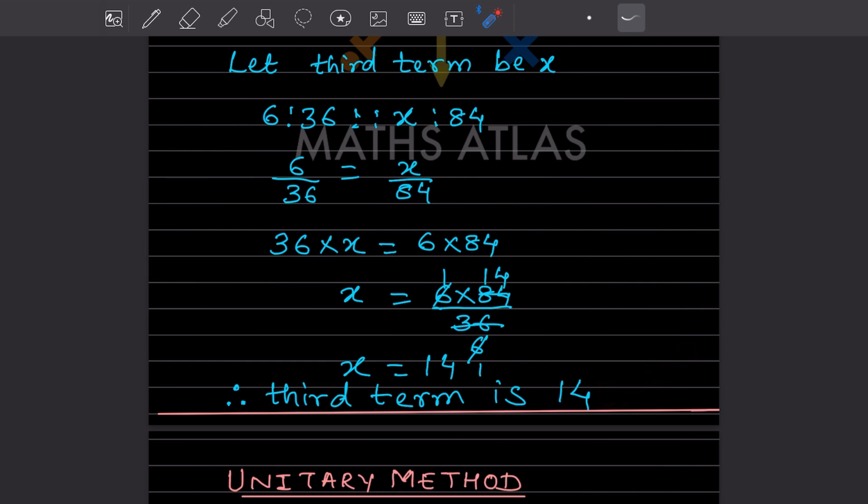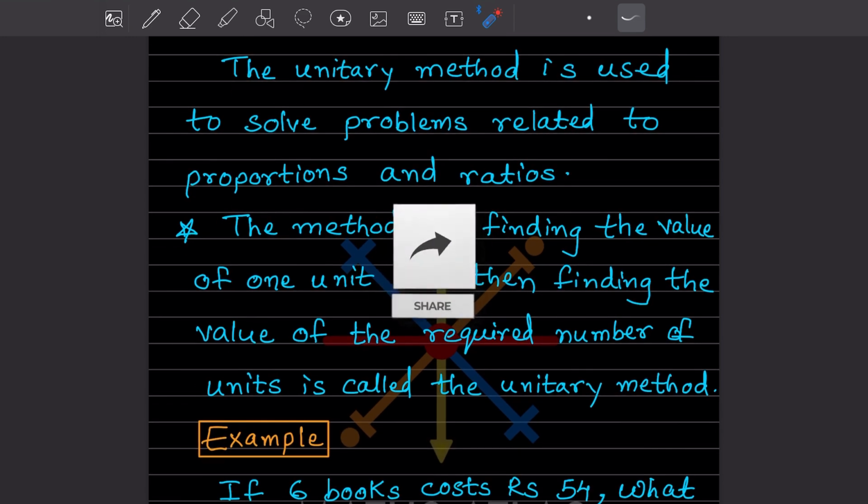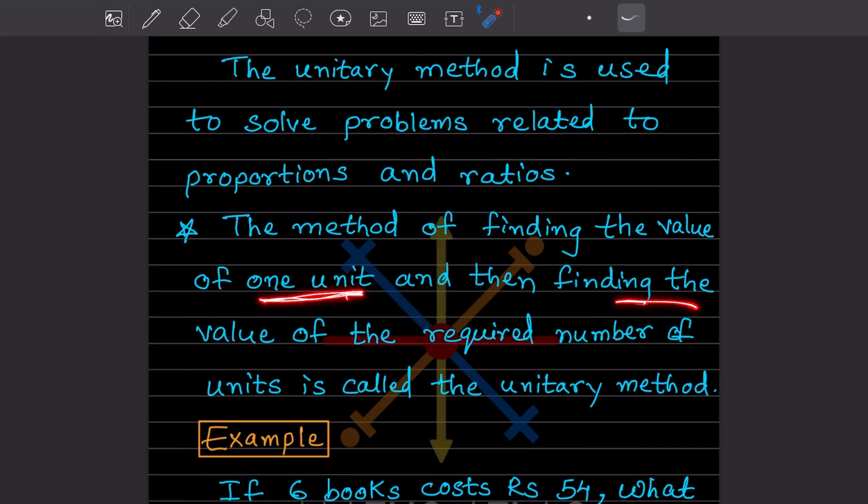Now the next thing we are going to see is the unitary method. What do you mean by unitary method? That you should know first. Unitary method means you have to solve problems related to proportion and ratio. In that, the method of finding the value of one unit and then finding the value of the required number of units is called the unitary method. First, just look at the definition. When we do the example, that is going to be very clear, because just when you read this, many of them won't understand what is your 1 unit.